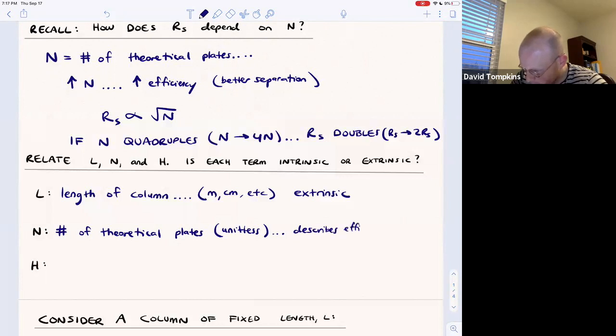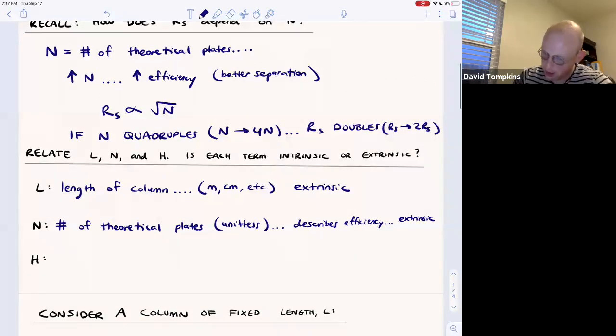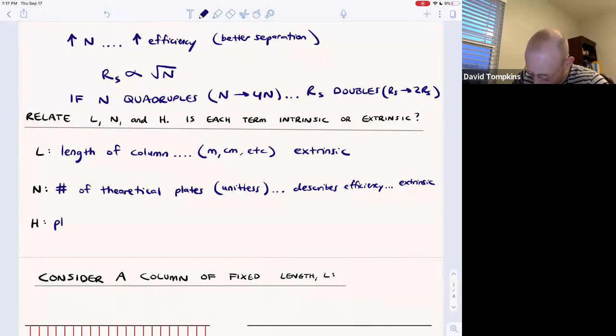And it also depends on how long the column is, so it's also extrinsic. It depends on the extent of the column length. The theoretical plate height is capital H. This is given in units of commonly micrometers, sometimes centimeters or meters, but this is an intrinsic value.